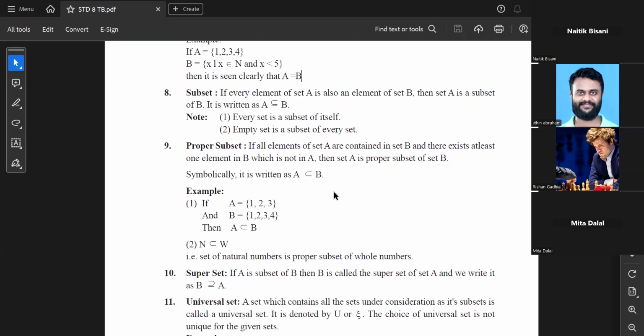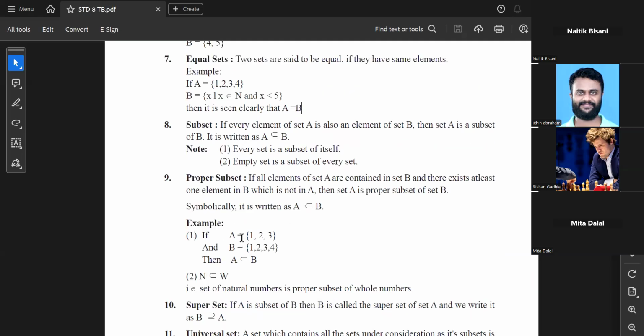Yes, Naitik, tell me. Sir, can we say that all equal sets are subsets and all subsets are equal sets, meaning both are the same only? Okay, before giving an answer to that, let me first explain subset and proper subset to everyone, so that we can come to that point.